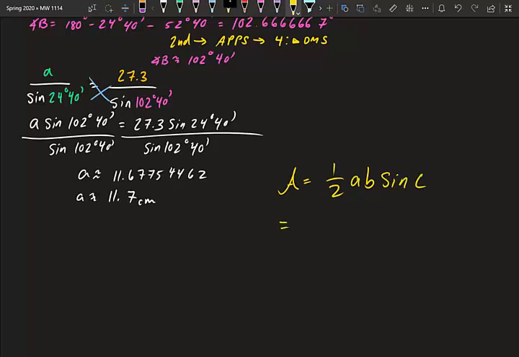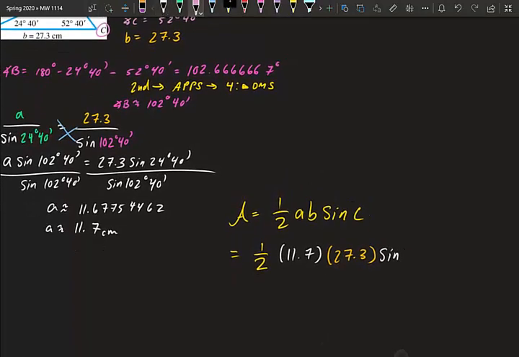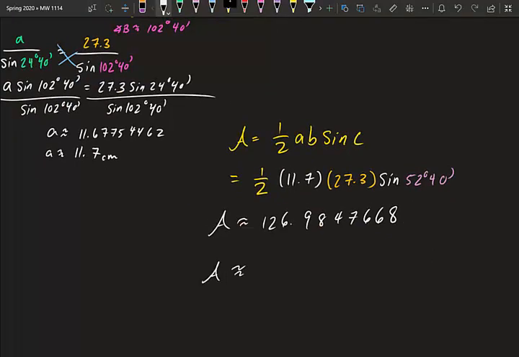So we have area equals 1/2 side A, which is 11.7, side B, which is 27.3, and then sine C. So sine C is 52.40. Plug that into your handy dandy calculator and you get area is approximately 126.9847668. So we're going to round to 3 significant digits. So area is approximately 127 centimeters squared.